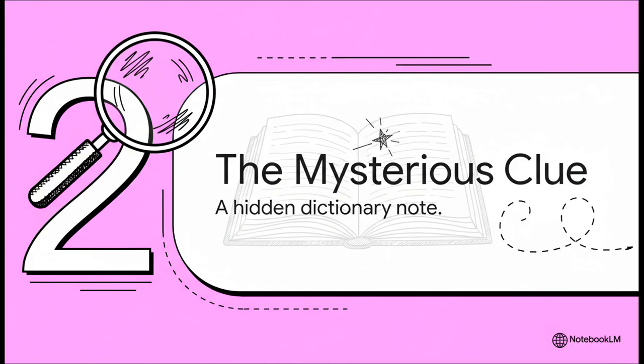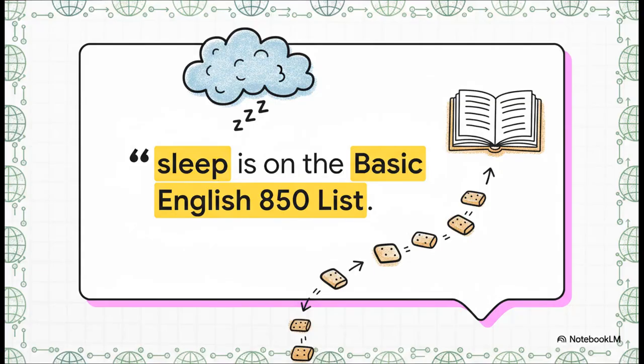While I was digging around in this dictionary entry, this one little sentence kind of hidden right at the top just jumped out at me. And it's a clue. It's the thing that's going to take us from just talking about one word to, well, a much, much bigger idea. And this is it. The quote says, sleep is on the Basic English 850 list. I mean, how easy would it be to just read right past that, right? But this is the clue I was talking about. It's like a breadcrumb, and it's leading us somewhere pretty wild.